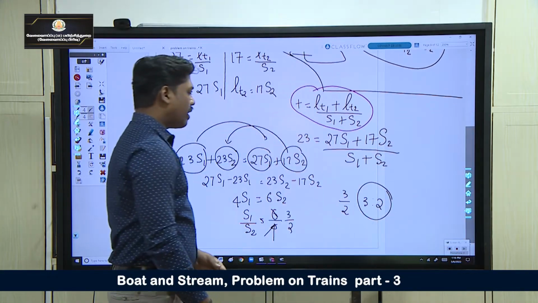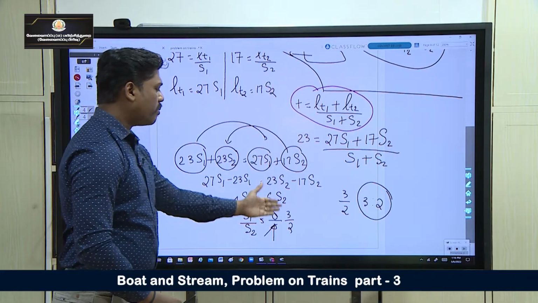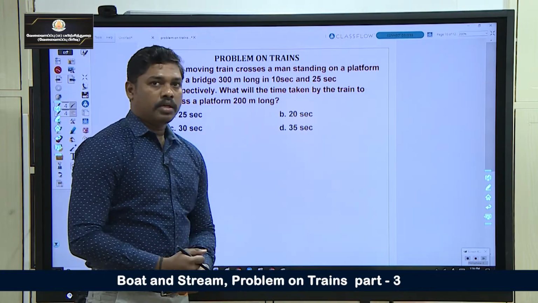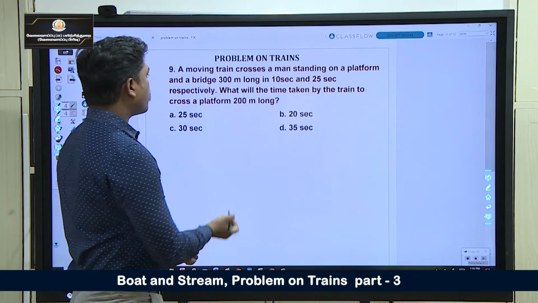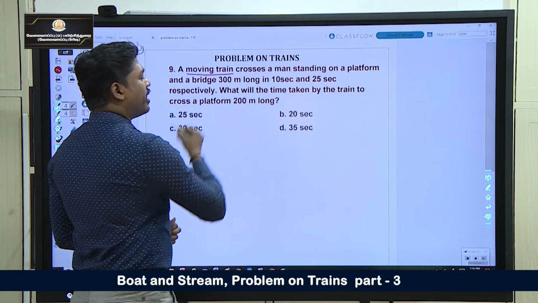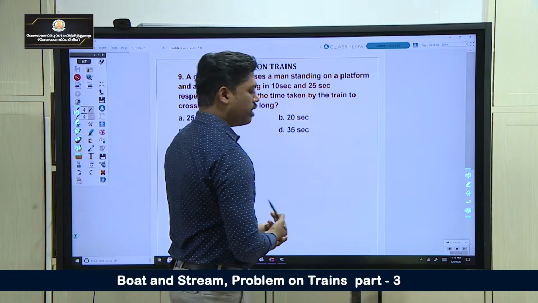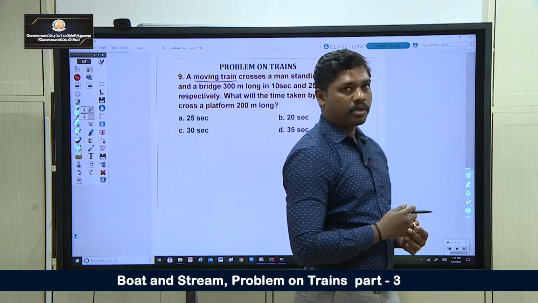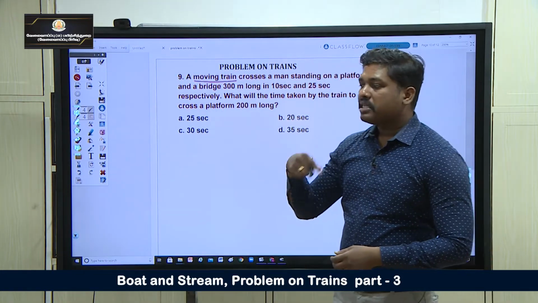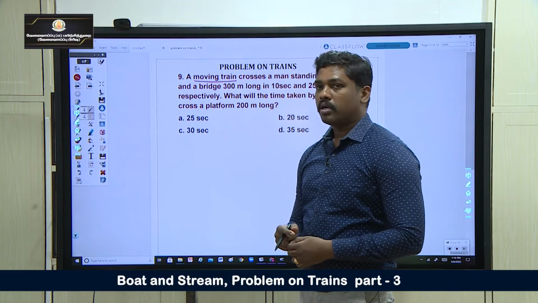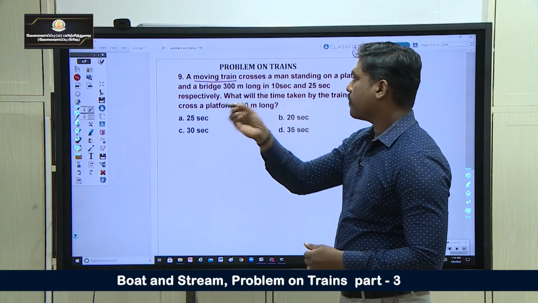So just have a look at it. 3 by 2 means 3:2. The next question is, a moving train crosses a man on a platform. The same like previous one. It is like it is crossing a man, not a platform. Crossing a man on a platform.